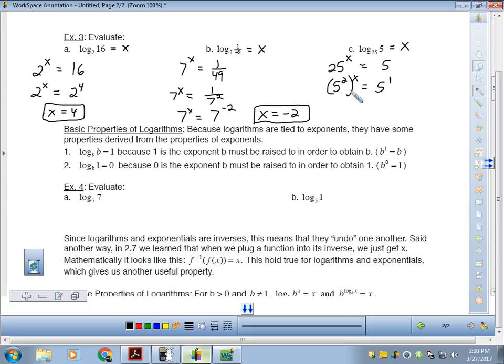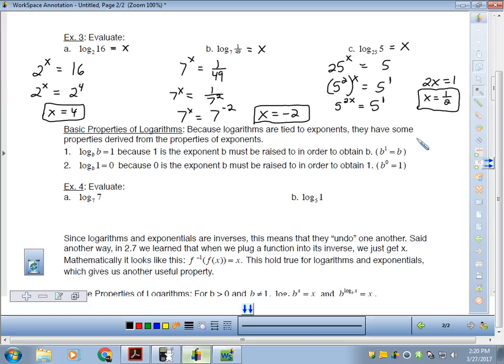Over here on the left-hand side, we have a power getting raised to a power. When you have a power raised to a power, you multiply the powers. So you're going to have 5 raised to the 2x power equals 5 raised to the first. At that point, we can set the exponents equal to each other and say 2x equals 1. And then we can divide by 2 and say x equals 1/2. Now, because that equals 1/2, that's the answer for this logarithm. That's the value of that logarithm. Okay?